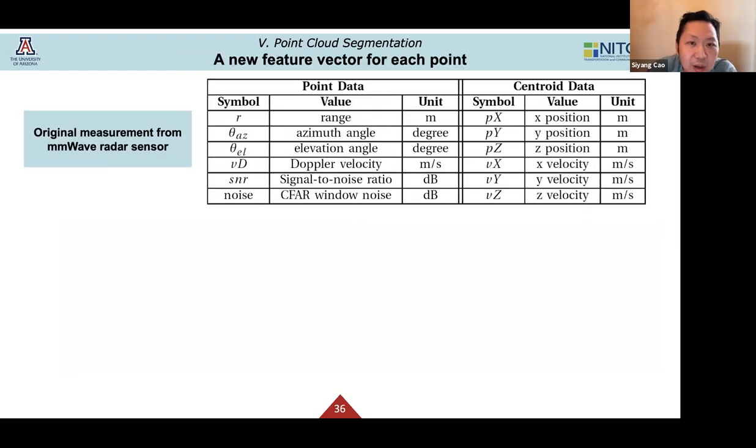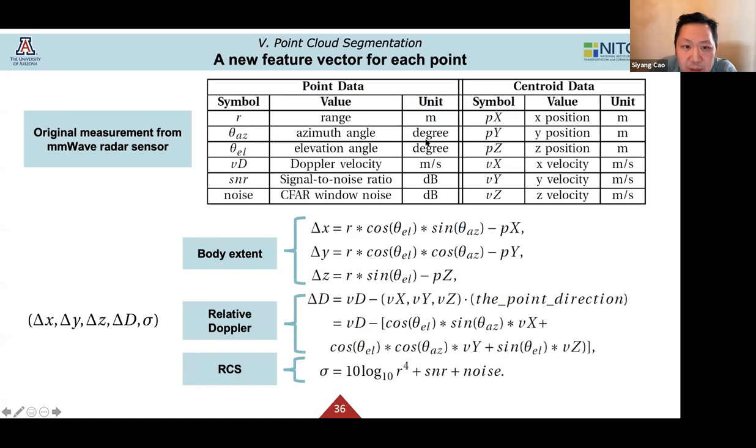So for the radar point cloud, we think it's more like a Gaussian distribution for different objects. Here we are extracting some information we need. For example, we have the range, the azimuth and elevation angle, the speed, signal to noise ratio, and noise. According to the cluster, we can find the centroid of the data. According to the centroid and the points, we can find the delta x, delta y, delta z of the point we receive, and also the variation of the Doppler and of the RCS.